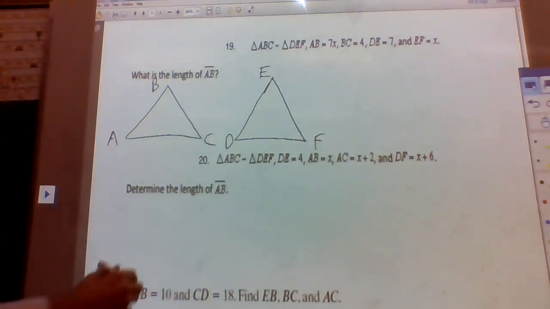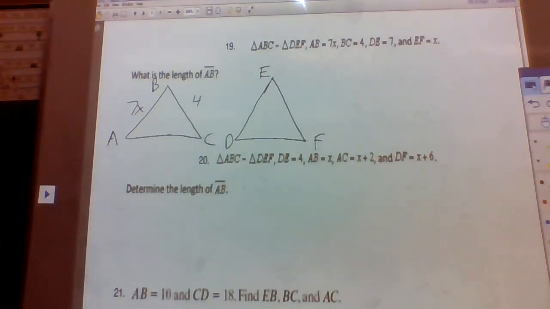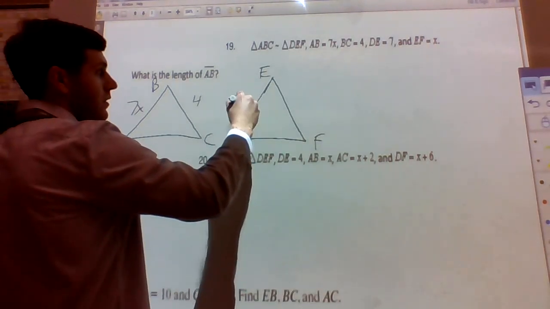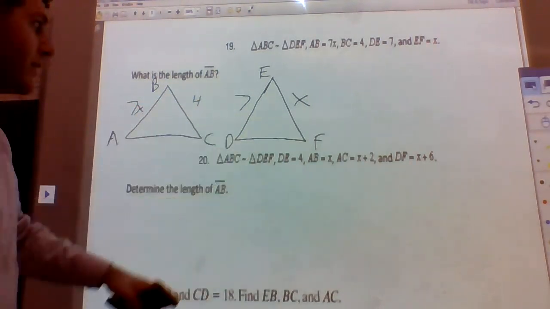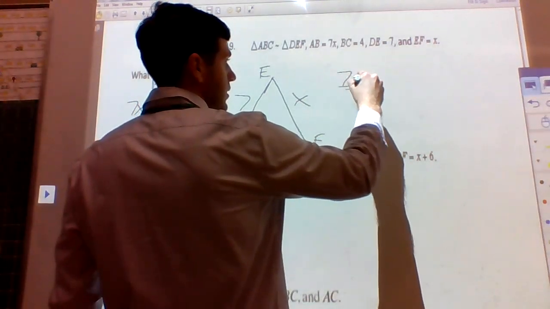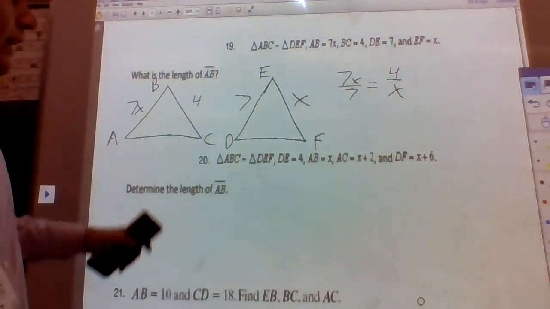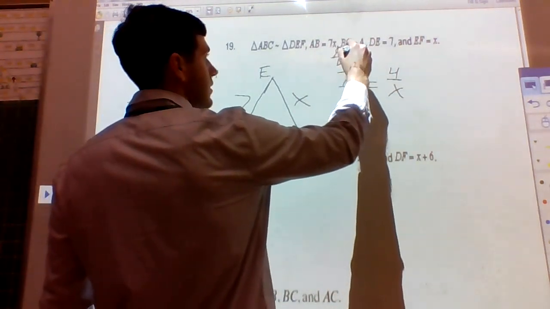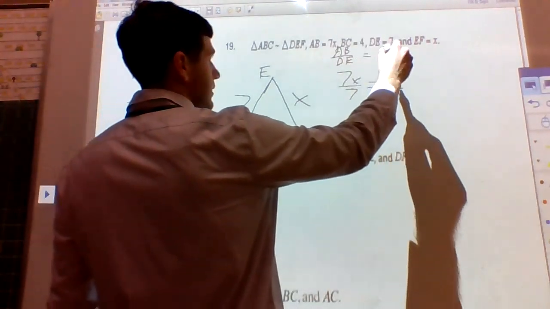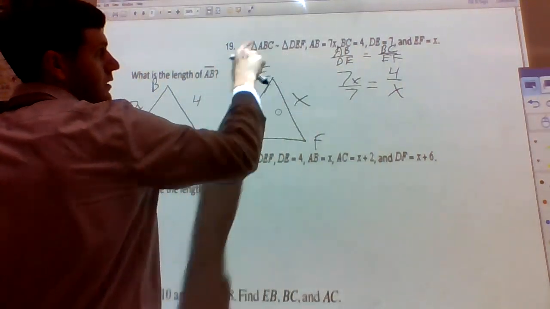Okay, AB is 7x, BC is 4, DE is 7, and EF is x. Okay, so 7x over 7 is going to equal 4 over x, right? AB corresponds with DE and BC and EF. BC and EF, AB and DE.